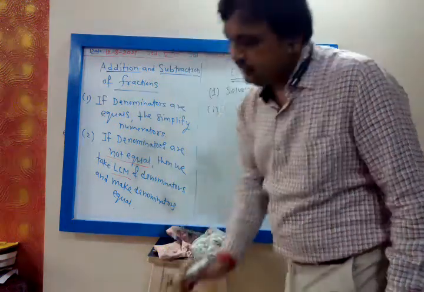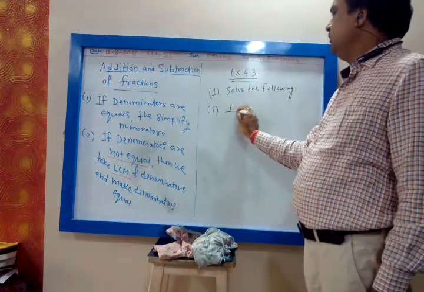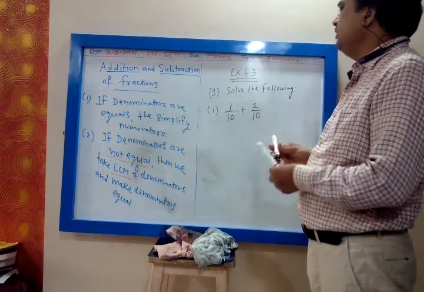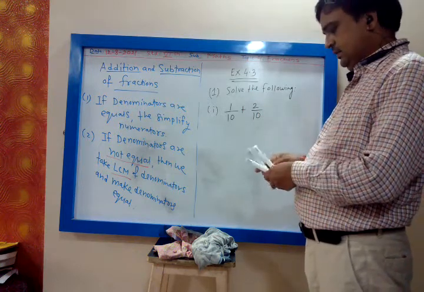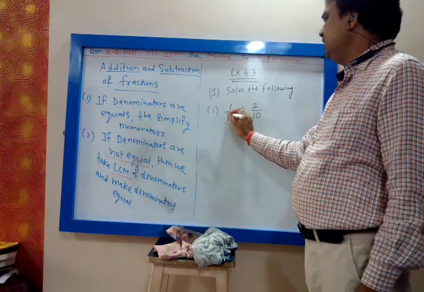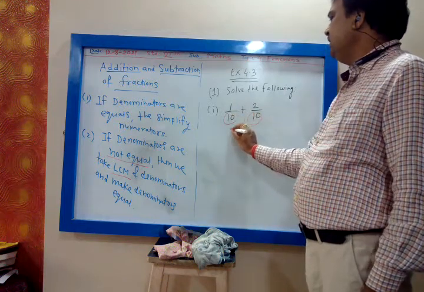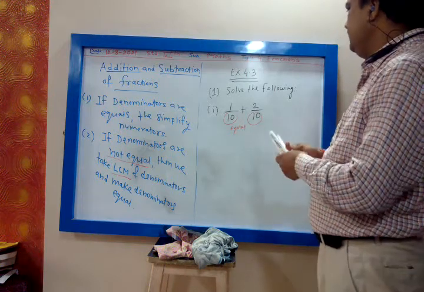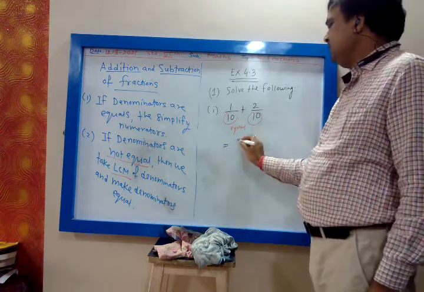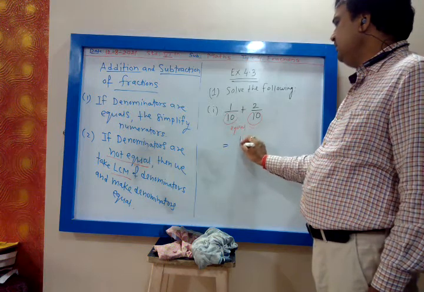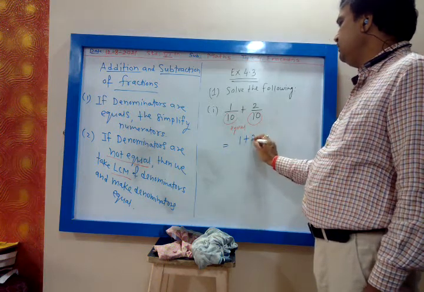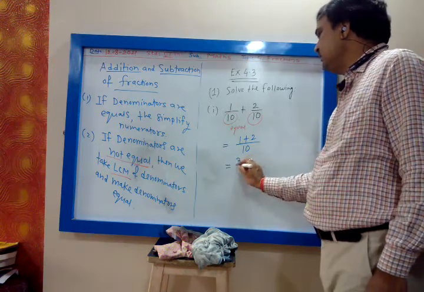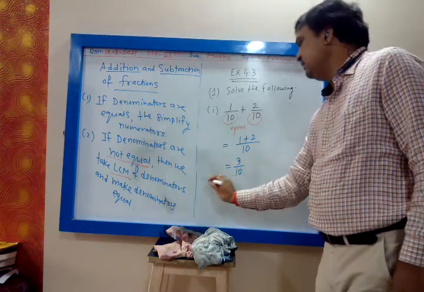First it is 1 by 10 plus 2 by 10. Now you tell me whether denominators are equal or not equal. Equal, 10 and 10. Whenever denominators are equal, simplify numerator: 1 plus 2, I will take denominator 10 common. 1 plus 2 is 3 by 10. 3 by 10 is the answer.